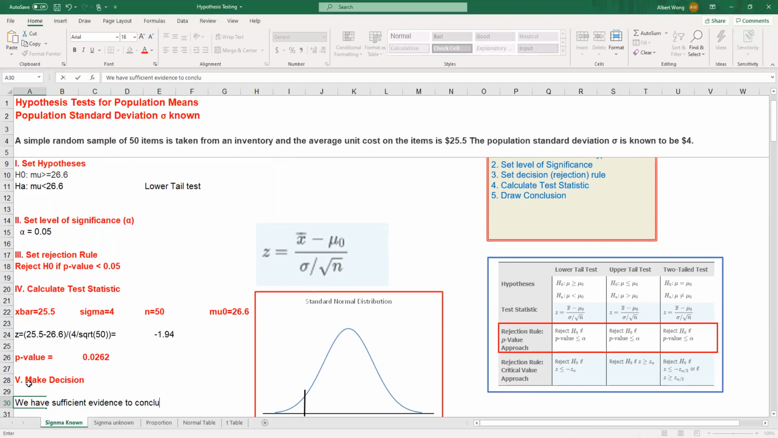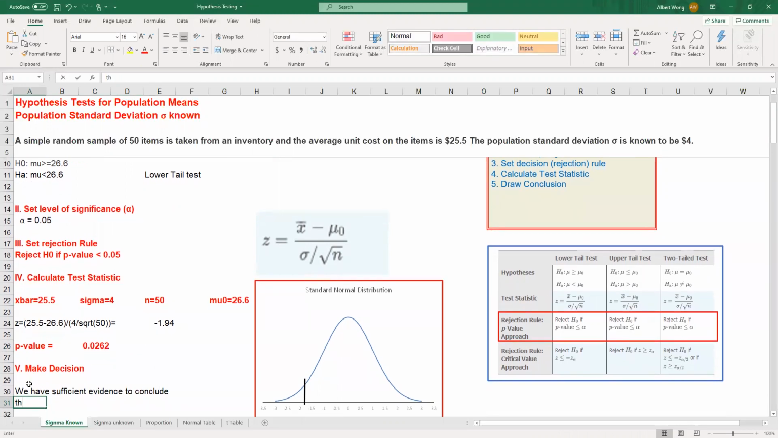And the conclusion is always about the research hypothesis that the mean cost is less than $26.6, right? Which is the alternative hypothesis there. So the conclusion is always about whether we would reject the null and consider HA is true, or we do not reject the null. Okay, so this is how we use the 5-step process to conduct a hypothesis testing problem.